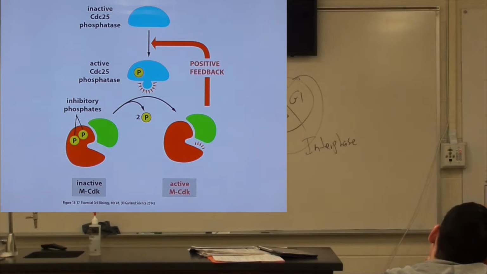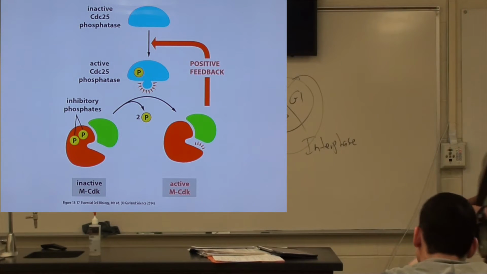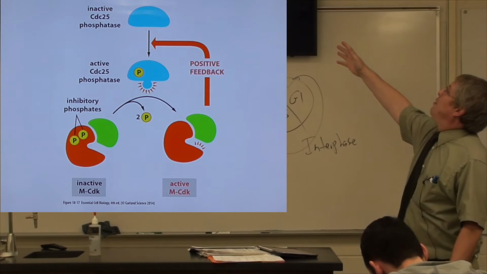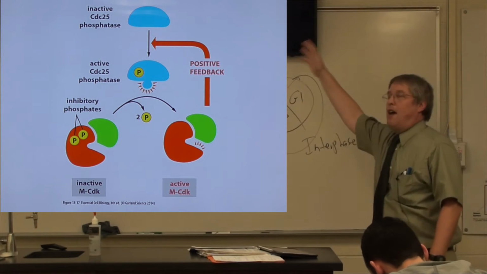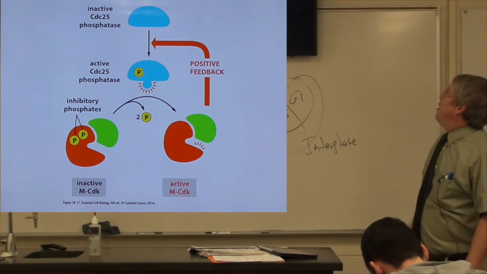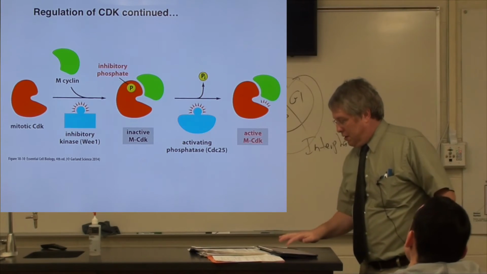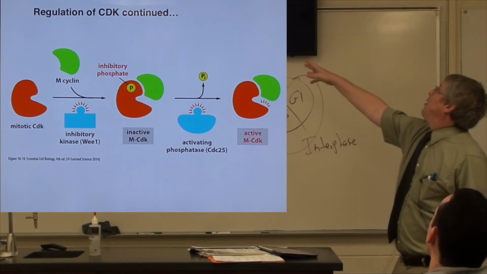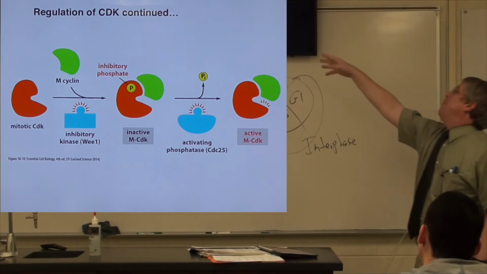So this is a bit of detail. So you're gonna have to memorize that the CDC25 is the phosphatase, which pulls off the inhibitory phosphates. That the kinase actually activates the phosphatase by adding a phosphate to that. And that the Wee1 is the one that originally had put those phosphates on in the first place.